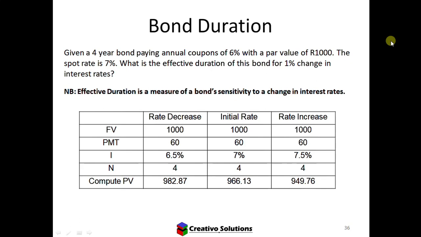You've got future value, payment, I and N. Those were given to you. Your opportunity here is calculating what the actual present value is in line with the question. So you get all of those prices. When there's a rate decrease, you've got the 982.87. For an initial rate, you've got the 966.13, and if there's an increase in the rate, then you'll get the 949.76. But you can see the higher the rate, the smaller the PV.